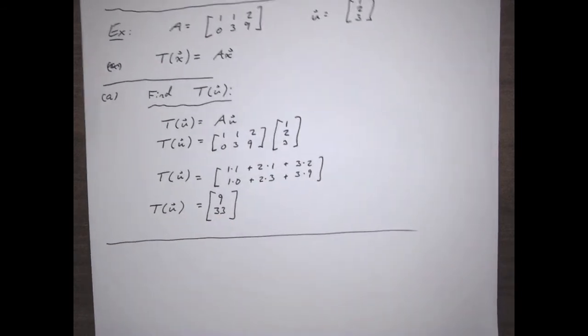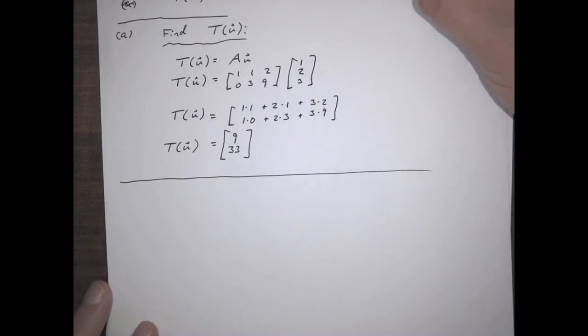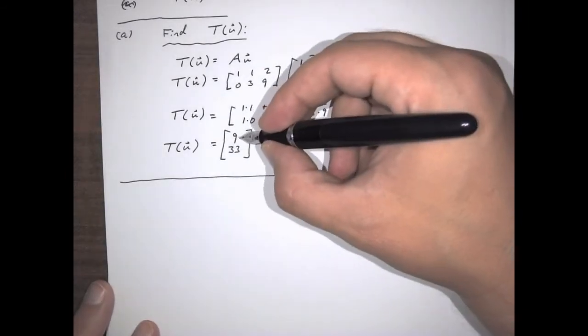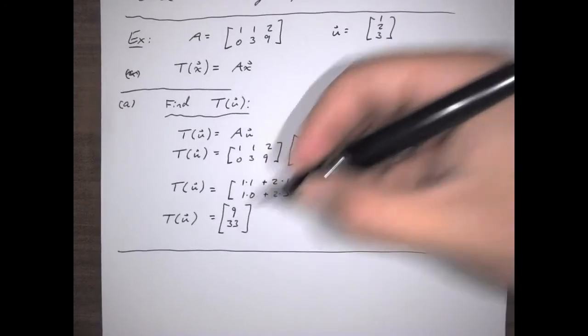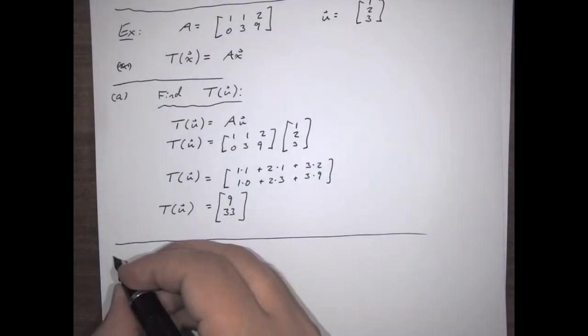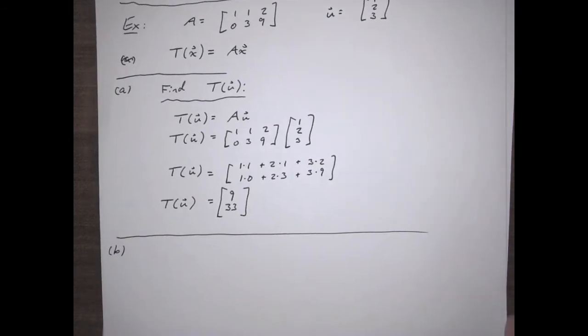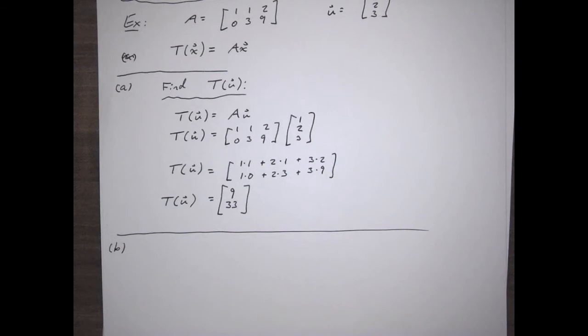So this is a transformation, and it has transformed the vector that was a three-dimensional vector 1, 2, 3 into the two-dimensional vector 9, 33. That's the effect of multiplication by this matrix. So that's one task you can be asked with regards to one of these matrix transformations.